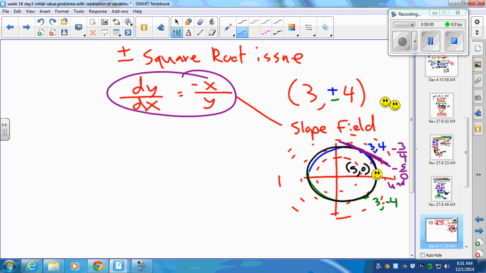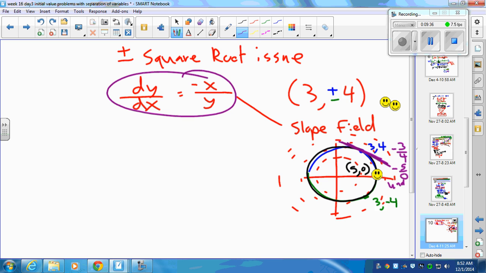So my goal every time I separate and integrate is when you solve for y equals, you're trying to find a function. And in that function, it might be the plus version of that function, or it might be the minus version of that function. That's what we're going to work on today. So if I say (3, 4), you're trying to find the blue route. If I say (3, negative 4), you're trying to find the green route. And the only difference between those two routes is the plus or the minus.